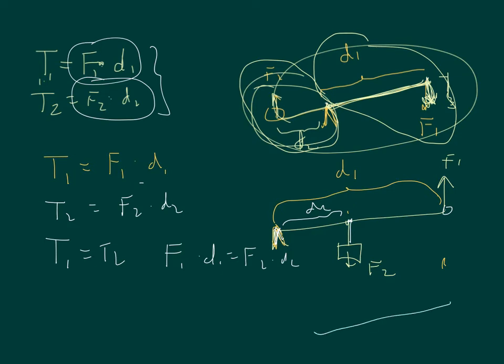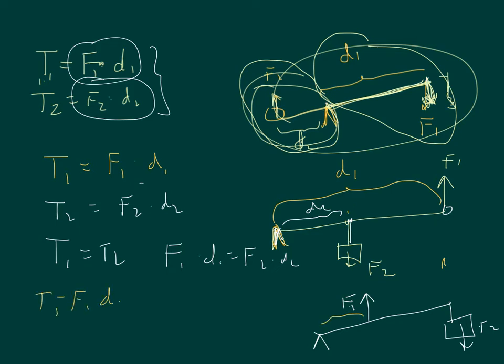If we look at a class 3 type lever, then you're pulling up here with a force F1, and let's say lifting a load here, which has a force F2. Now what distance do we measure? Well, this is D1.